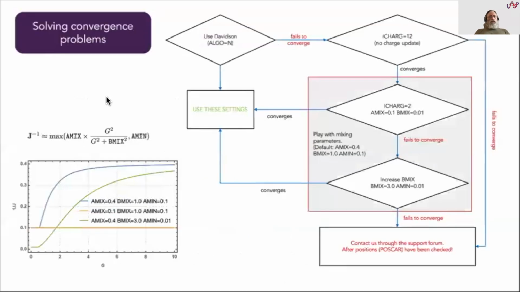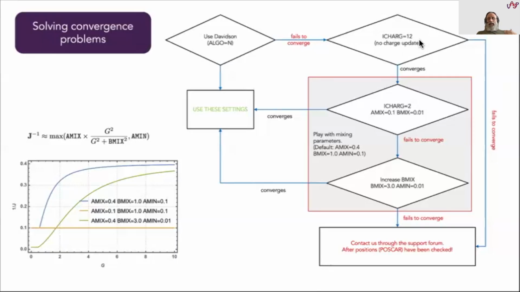So, solving convergence problems, optimizing mixing parameters. This is a sort of a scheme that tries to tell you how to go about this. I suppose that you already are using the Davidson. If not, then use the Davidson. If this fails to converge, then we'll try to find out whether it's the density mixer or something about the optimizer. So we'll fix the charge. We'll set ICHARG to 12, which uses overlapping atomic charges and then does not update them, so it will keep the charges fixed at overlapping atomic charge densities.